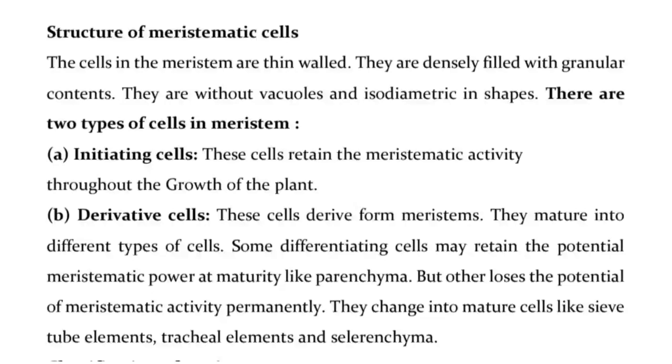B. Derivative cells. These cells are derived from meristems. They mature into different types of cells. Some differentiating cells may retain the potential meristematic power at maturity, like parenchyma. But others lose the potential of meristematic activity permanently. They change into mature cells like sieve tube elements, tracheal elements and sclerenchyma.